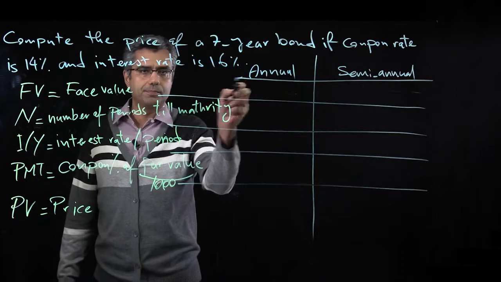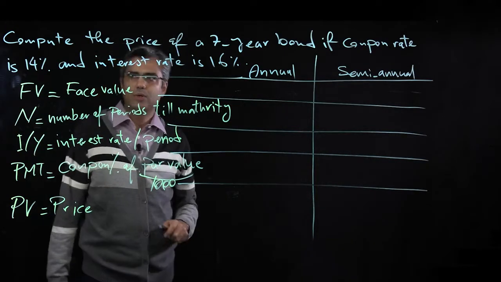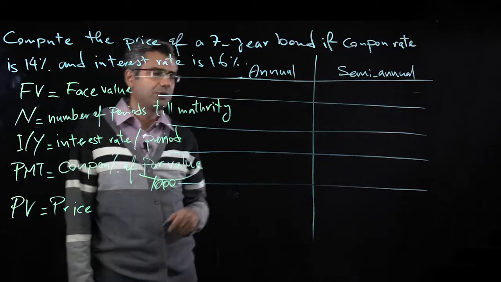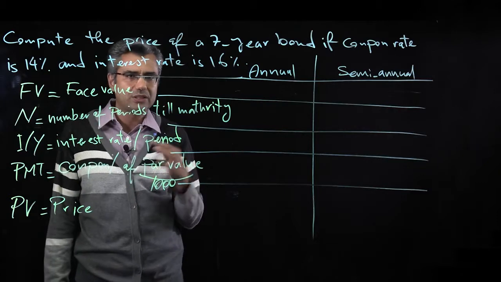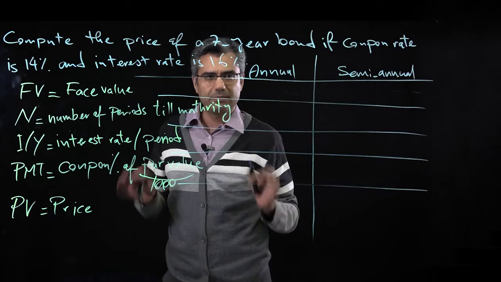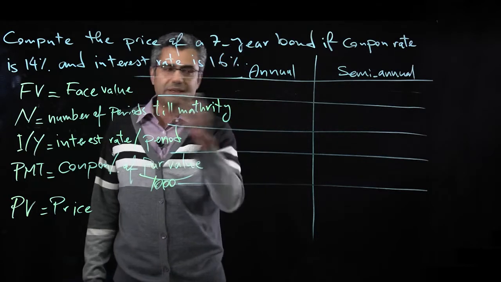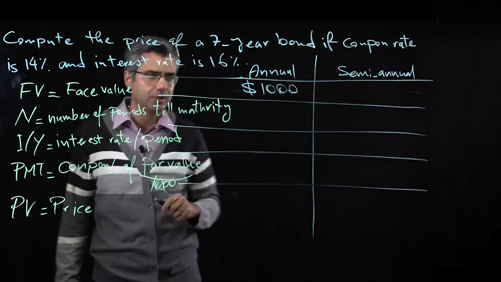So first, FV or face value. What is the face value of this bond? I didn't give it here, so by default, when it's not given to you, you need to assume it is $1,000. It's the last payment of the bond. So face value, FV or par value, is $1,000.